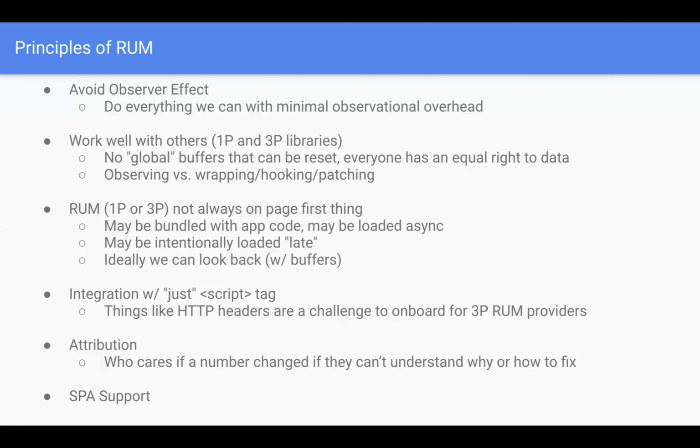Attribution. Attribution is so important. Who cares if a number has changed if they don't know how to fix it, right? So anything that we can do to back up what changed or why that number was measured that way is very important. And SPA support. We have a lot of customers that are using SPAs. They all want to be first-class citizens in their measurements, and we've had to jump through a lot of hoops to measure what we can, and we can't measure all the things that they want, especially with core vitals and stuff like that being important.